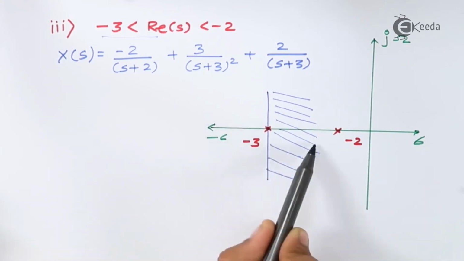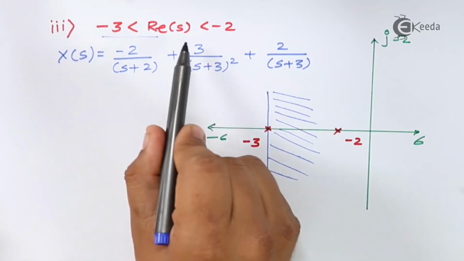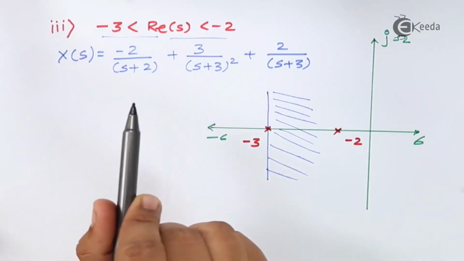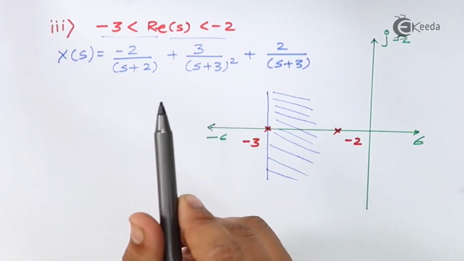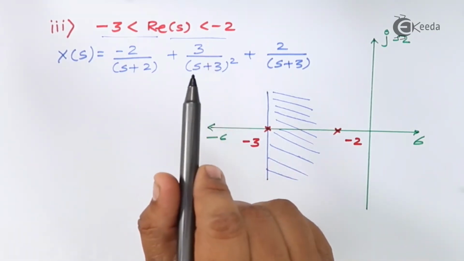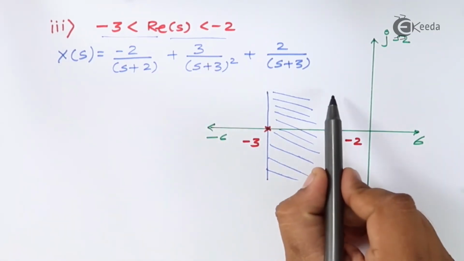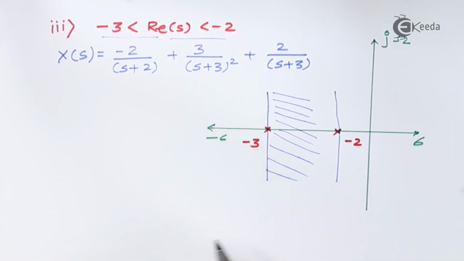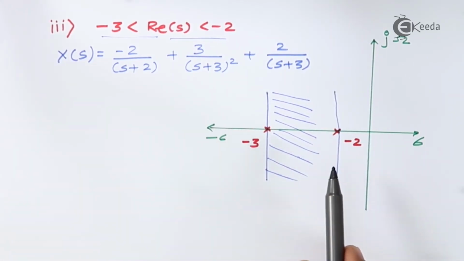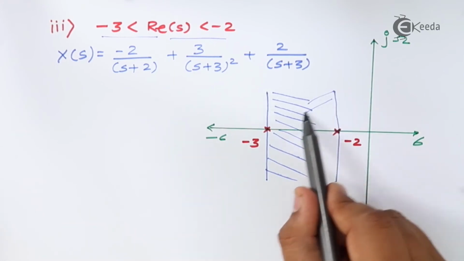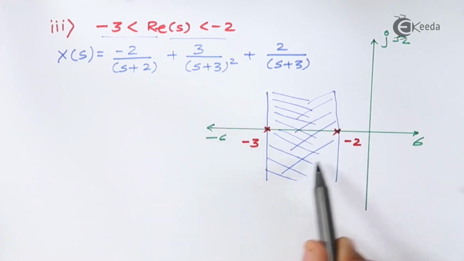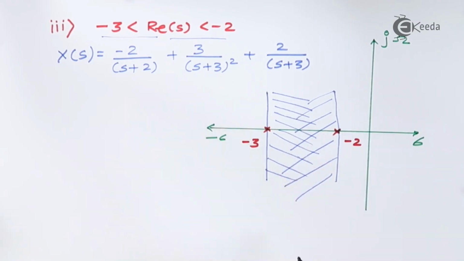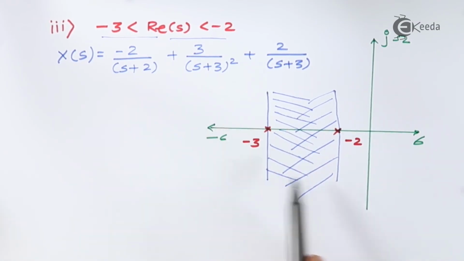Now in this case, real part of s is less than -2, which means ROC for the -2 pole is left-handed. Left-handed means first of all I'll mark the region, and then ROC is available on the left-hand side of -2. So draw the parallel strips to represent the ROC. Now look at this. This is ROC number 2, or type of ROC number 2, a two-sided ROC.